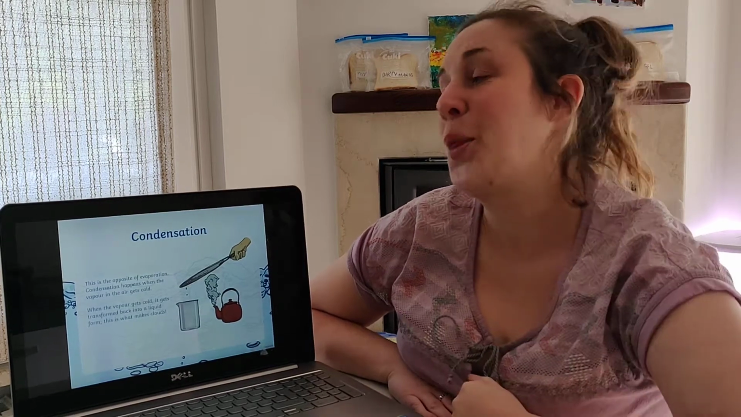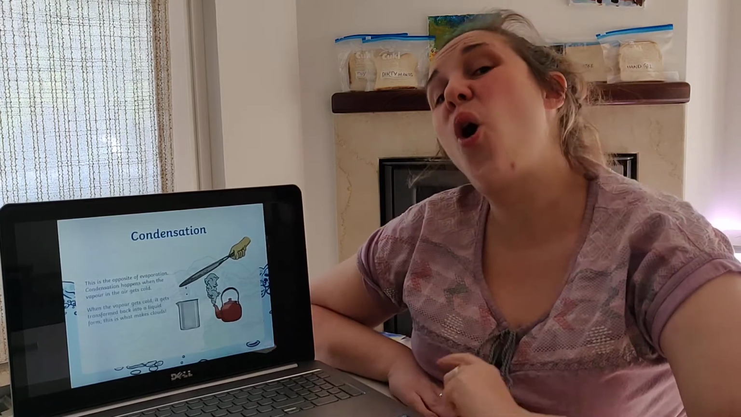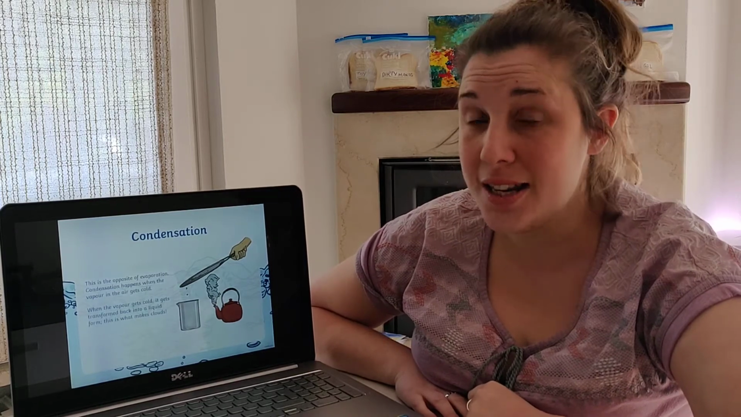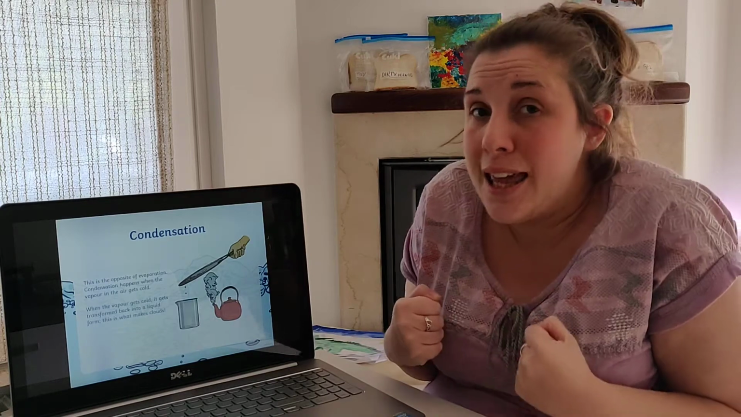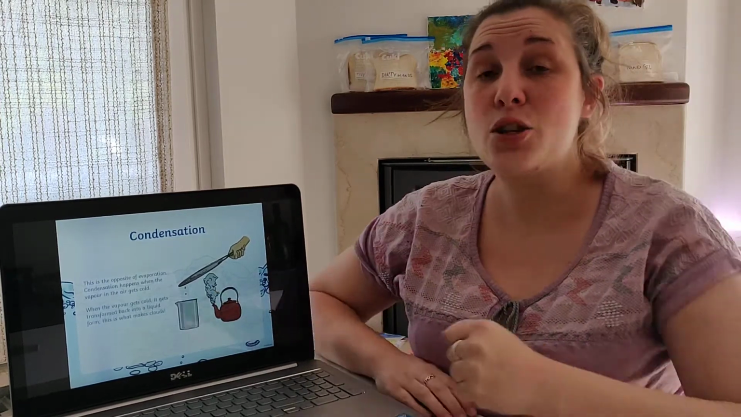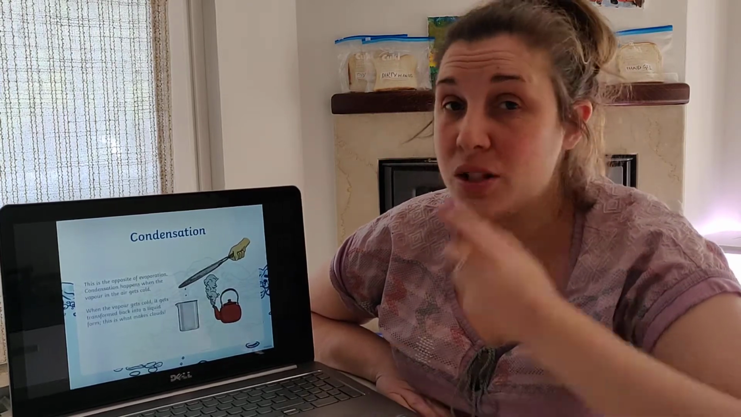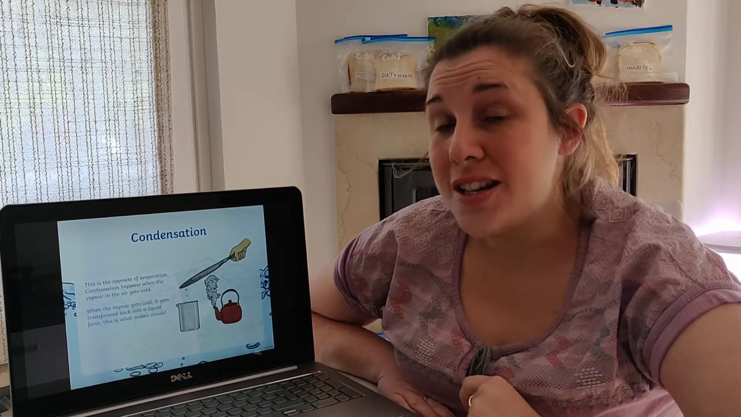Part number 2, condensation. So condensation is the opposite of evaporation. Condensation happens when all the vapour that's in the air gets cold. When the vapour gets cold, it's transformed back into a liquid. So that's what makes clouds. If you look up in the sky, the clouds are made of the condensation of water.